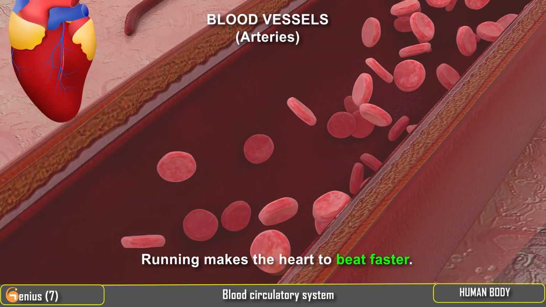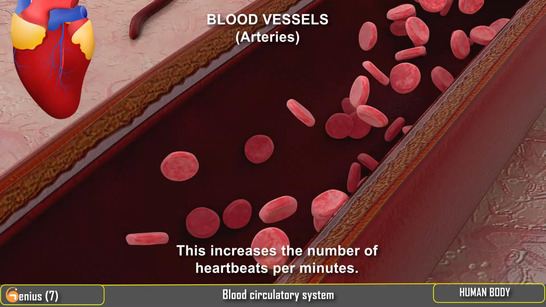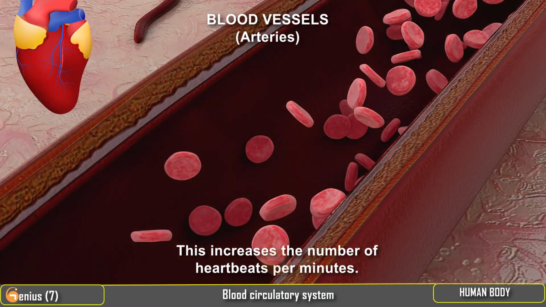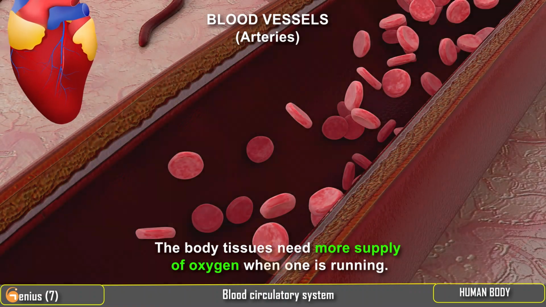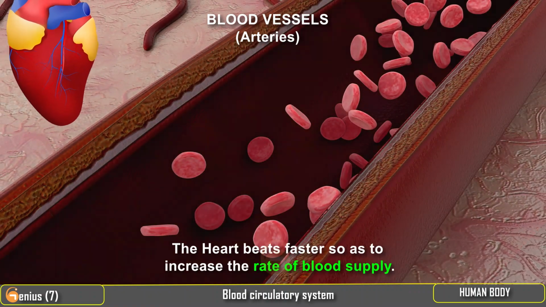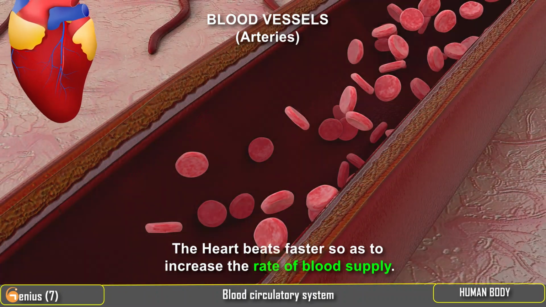Running makes the heart to beat faster. This increases the number of heartbeats per minute. The body tissues need more supply of oxygen when one is running. The heart beats faster so as to increase the rate of blood supply.